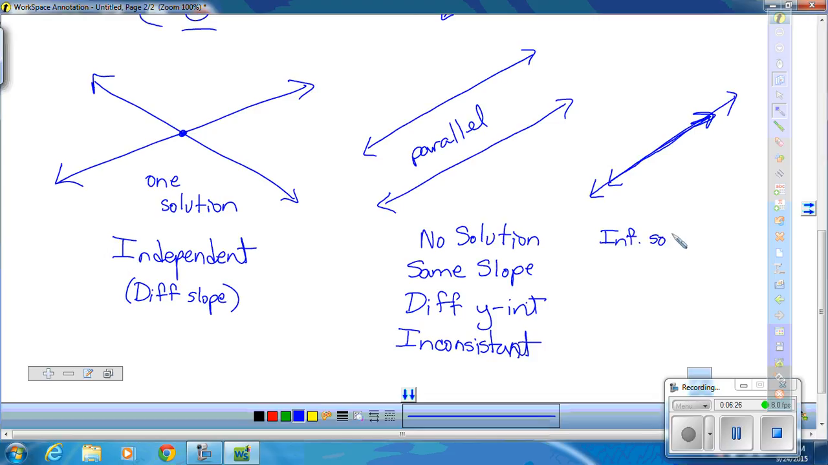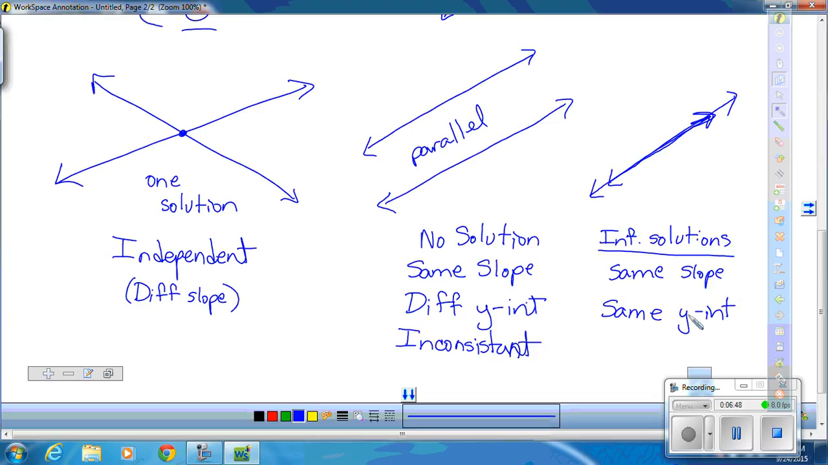Now, that doesn't mean that all real numbers is the solution. Not every number works. But there is an infinite number of solutions because all the points on this line are going to work. It is important to note that if they're the same line, they have the same slope and the same y-intercept. They have the exact same y= form. And so they would have infinite solutions.